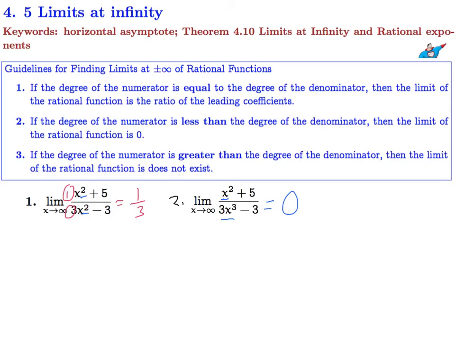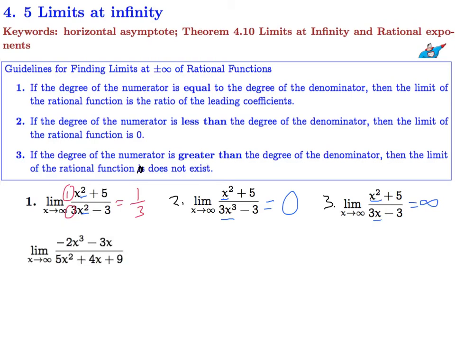And finally, part 3 says if the degree of the numerator is greater than the degree of the denominator, then the limit of the rational function does not exist. That's awful, terrible grammar. It just does not exist. In fact, it'll go off to probably positive infinity or negative infinity. We saw this in our third example. The degree of the numerator is 2. It's greater than the degree of the denominator. And we ended up getting infinity in this case. We might also get negative infinity, so we just have to watch out for it. So let's try one more.